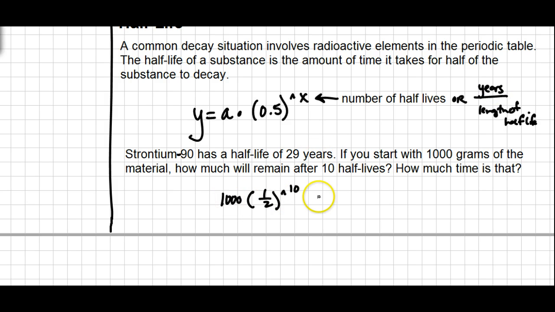So we're just going to type that in on the calculator, and when you do that you get about 0.98 grams, depending upon what they ask you to round to. The amount of time that is, if it's 10 half-lives and each one is 29 years, is simply 29 times 10, or 290 years. So if they told us to calculate this for 290 years when the half-life is 29, we would raise to the 290 over 29 for the exponent instead.